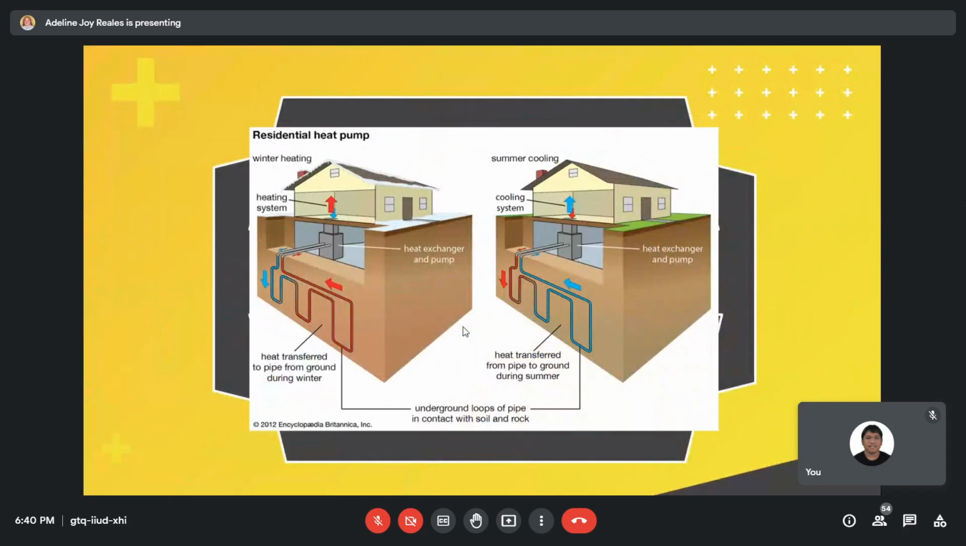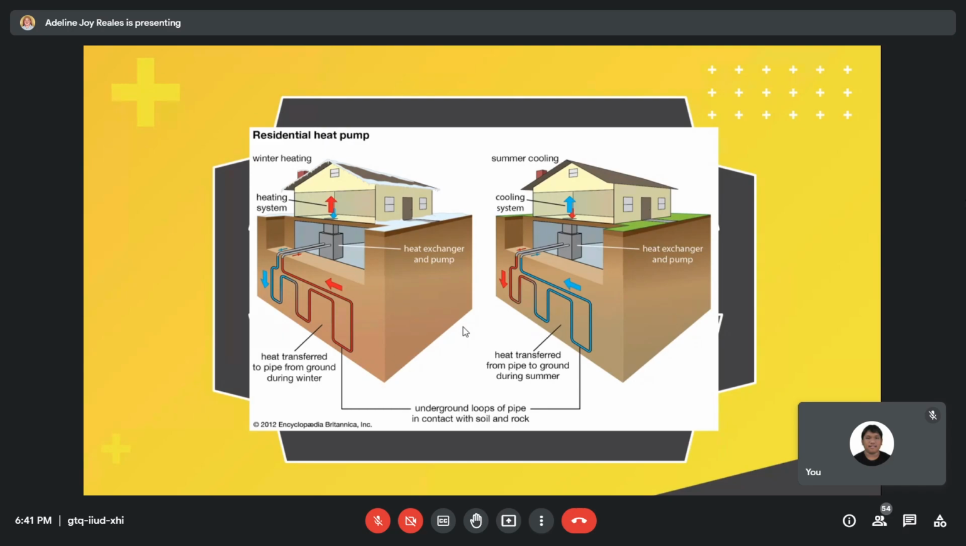So this is an example of a residential heat pump. A GHP system is made up of a heat exchanger, a loop of pipes buried in the ground, and a pump. The heat exchanger transfers heat energy between the ground and air at the surface by means of a fluid that circulates through the pipes. The fluid used is often water or a combination of water and antifreeze.